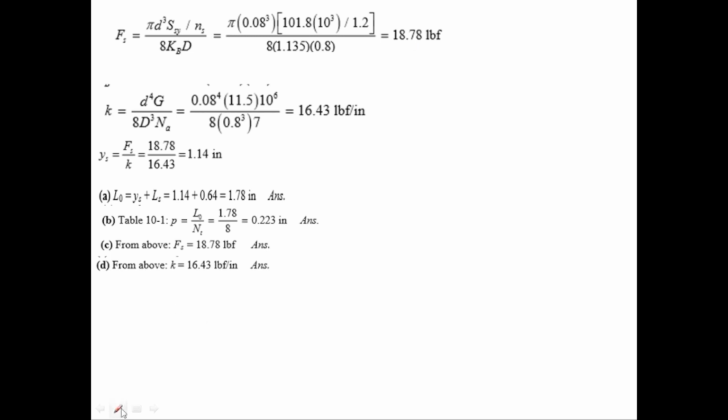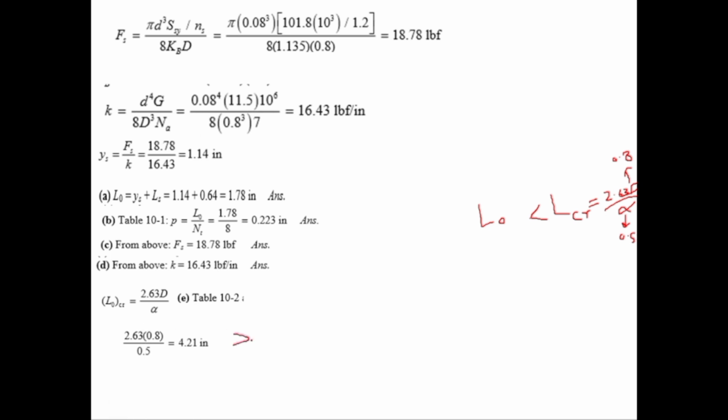In part E, we were required to find out whether buckling would occur or not. To avoid buckling, L0 should be less than L critical, and L critical is equal to 2.63 times the mean coil diameter divided by alpha. The alpha value can be taken from table 10.2. When the spring is supported between two parallel flat plates, alpha is 0.5 and D is 0.8, so 2.63 times 0.8 divided by 0.5 gives L critical equal to 4.21 inches. This value is greater than L0, which was 1.78, so buckling will not occur.